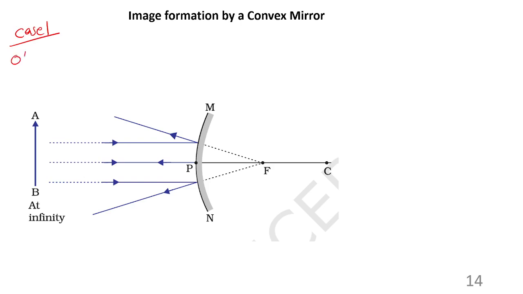Case 1, object at infinity. Actually this part I have already discussed. Object at infinity means there is a tree, a few kilometers away from the mirror. Think like that. A few kilometers means we can say it is at infinity.